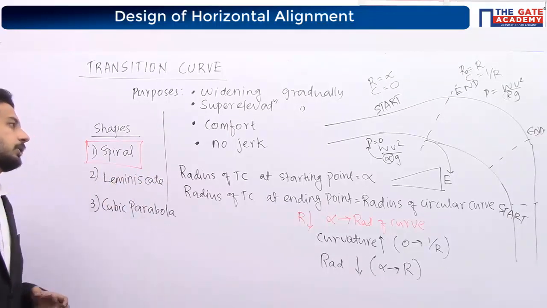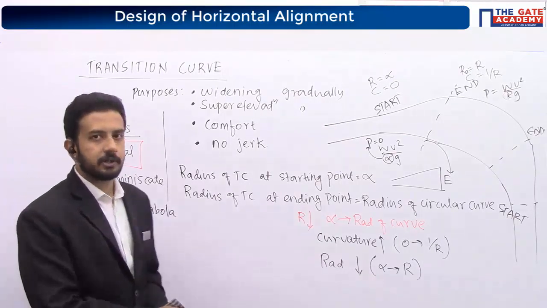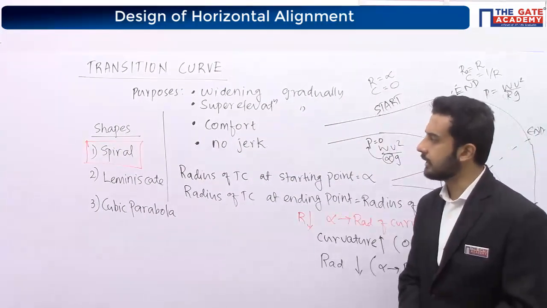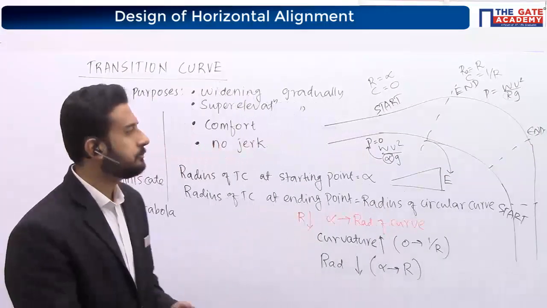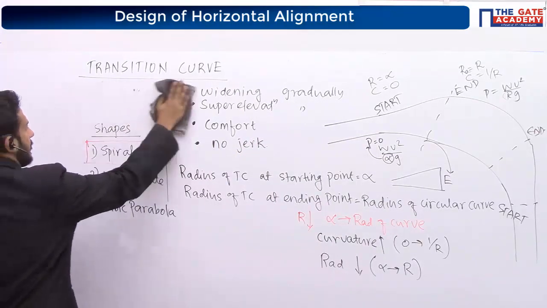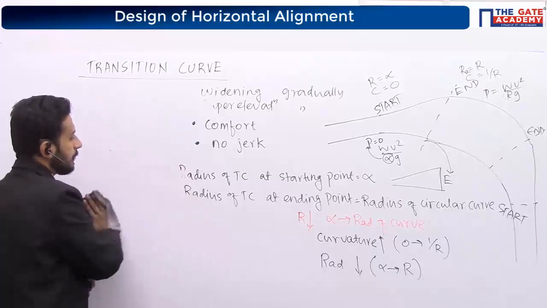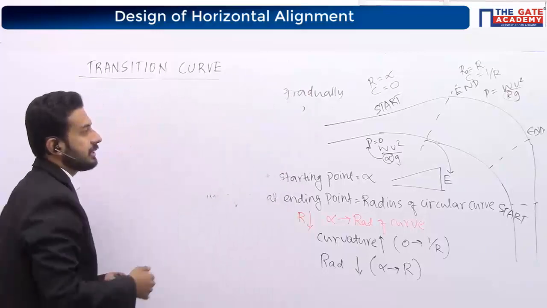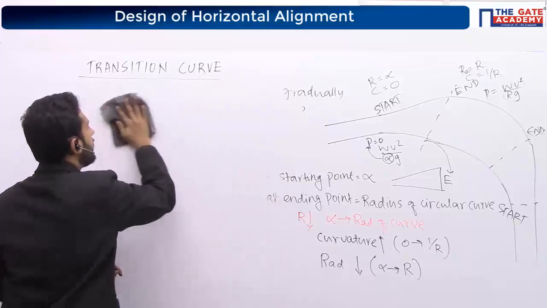So note down those points. Each shape has different equations in x and y, and if you put those equations, finally you will get some shapes. You can see those shapes in the textbook. We don't require that, but remember, the ideal shape of a transition curve is spiral. From these points, they may ask you a 1 mark question. And the 2 mark question they can ask from this portion is, what should be the minimum length of a transition curve? That is our next topic.